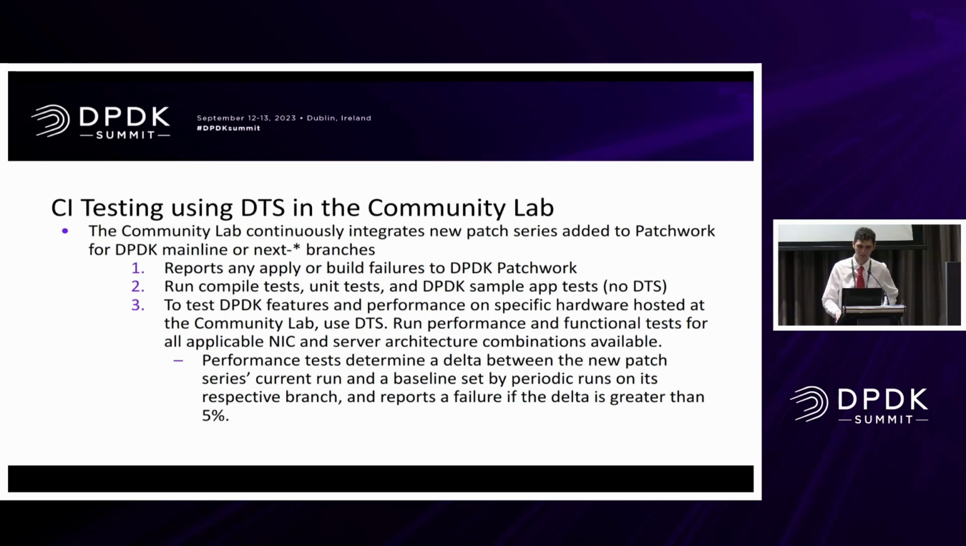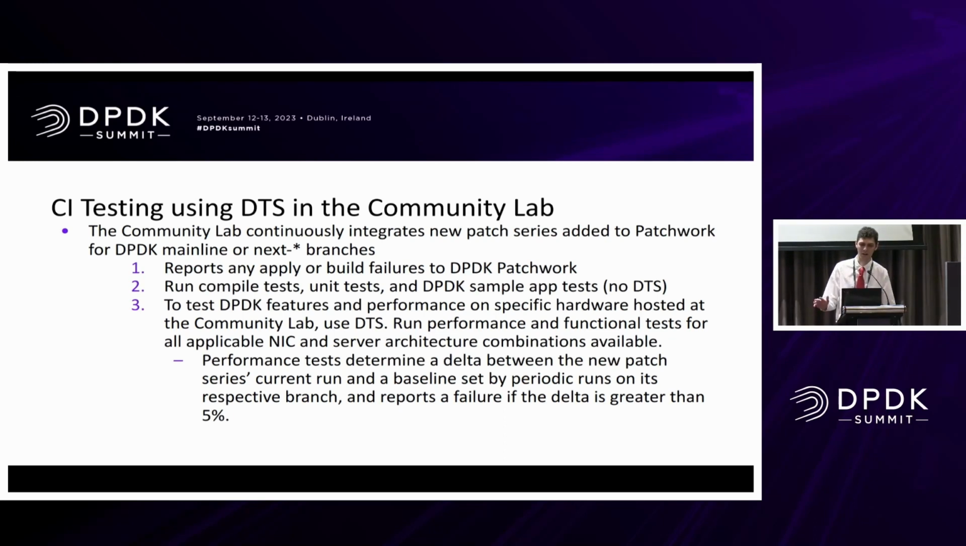So the community lab continuously integrates new patch series to DPDK main and next branches. We report any apply or build failures. Then we run a bunch of testing unrelated to DTS. So that's compile testing, unit testing, a little bit of stuff using the sample apps. And then we run DTS. So we use that for testing on a broad set of hardware, which we're hosting at the lab, checking for performance and functional regressions. So the functional regressions are kind of self-explanatory.